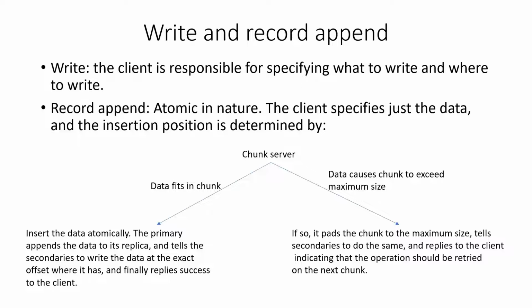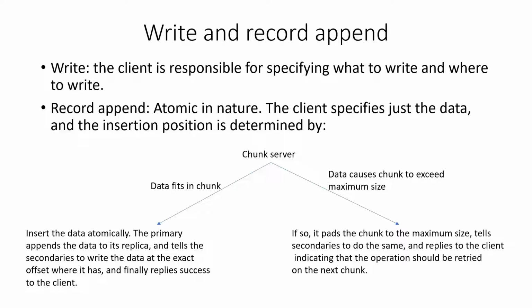So if we get data that is more than the free space left in the chunk, let's say 25 MB against 20 MB free, we see that this data cannot be written in the chunk in one go, because the maximum chunk size is 64. So it is the responsibility of the chunk to pad the existing chunk with, let's say, zero or null values, tell the other replicas to do the same thing, and tell the client that it has to create a new chunk and then write the data to it.